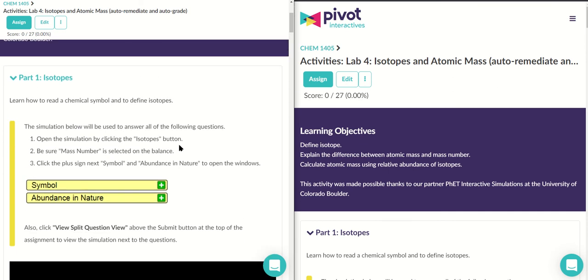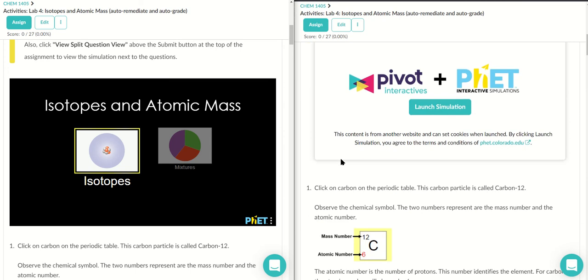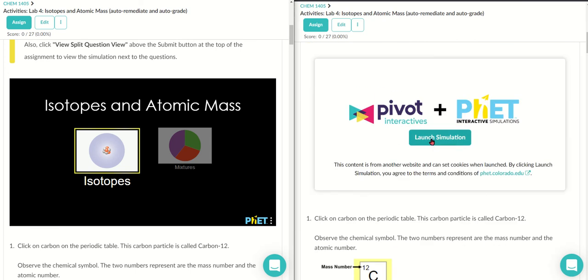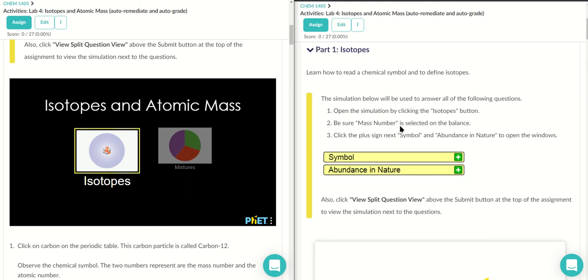So you are first going to open the simulation. It will look like this on the right hand side, where you have to click launch. So you would click launch and this is what pops up. I'm going to have the instructions on my right hand side and the simulation open on the left hand side, just so that I don't have to scroll up and down. Like I said, I would recommend this if you want to do this as well.